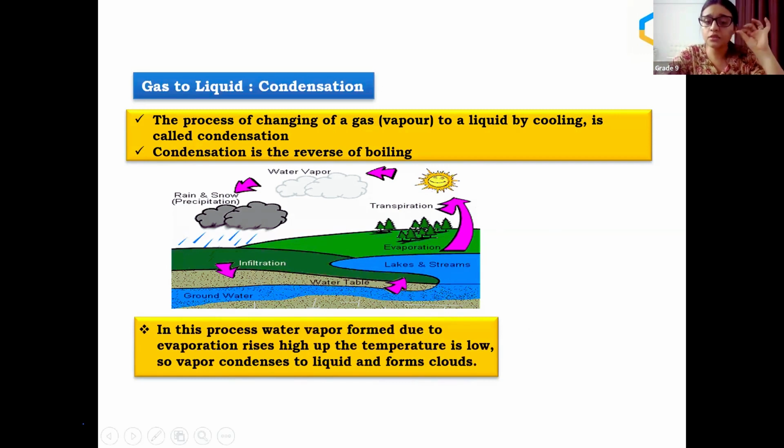Okay, so in this process, water vapor formed due to evaporation rises up, the temperature is low, so vapor condenses to liquid and forms clouds. This we have already discussed. Anybody, any doubts in this one? Condensation, which is taking place in the water cycle. I hope you won't have any doubt in this one because we keep on learning these things from the primary section only.